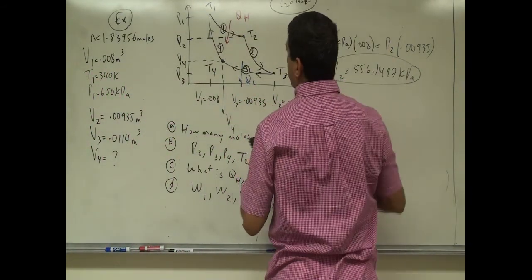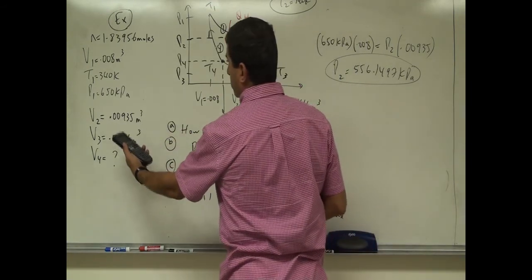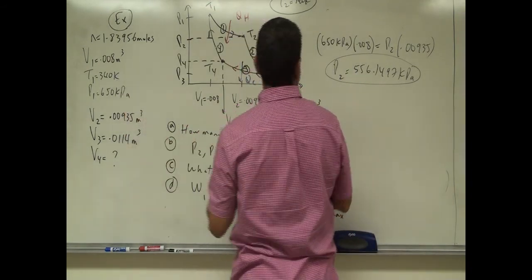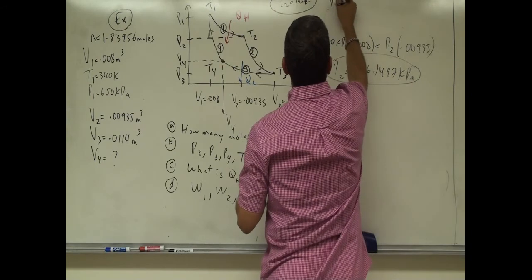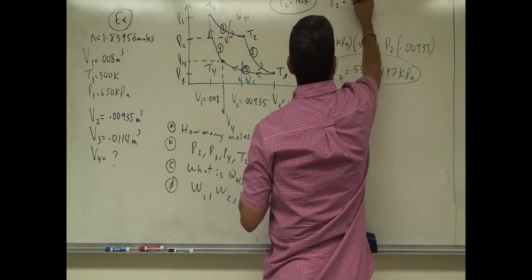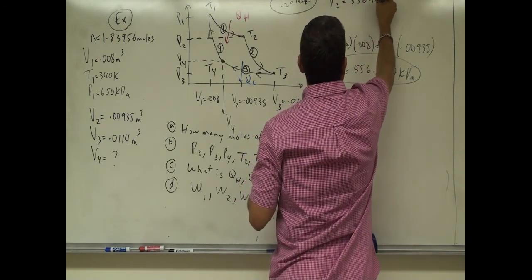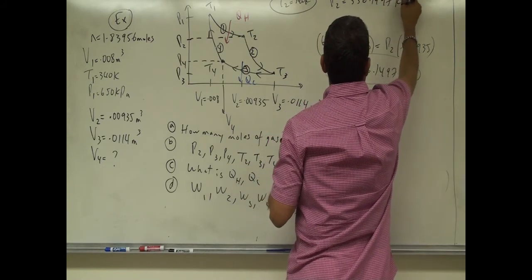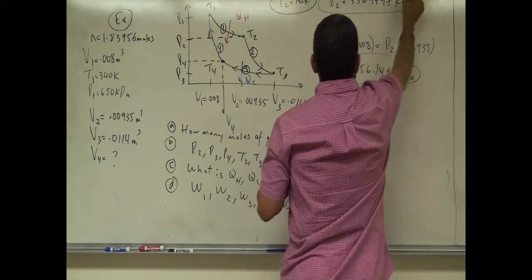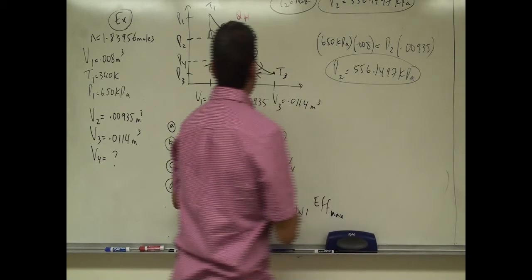So then I'm going to write that always on the top as we accumulate more data, right? So of course the pressure went down from its original pressure of 650, right? So P2 is going to equal 556.1497 kilopascal.